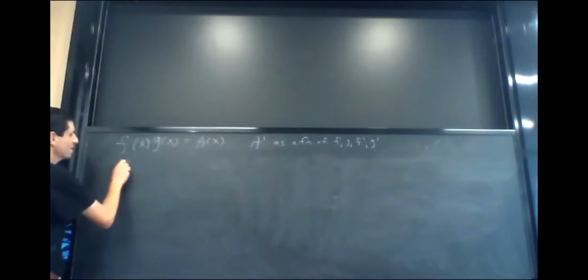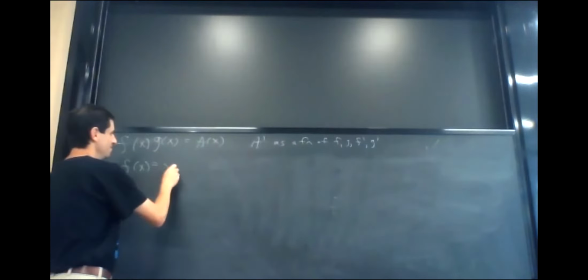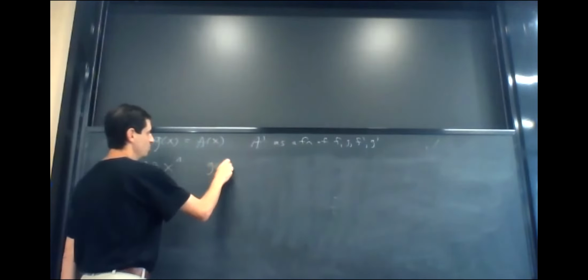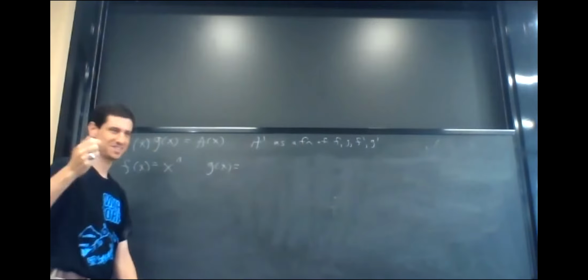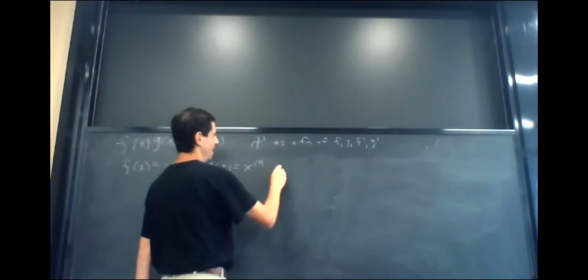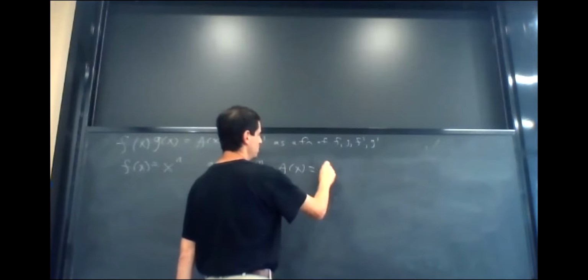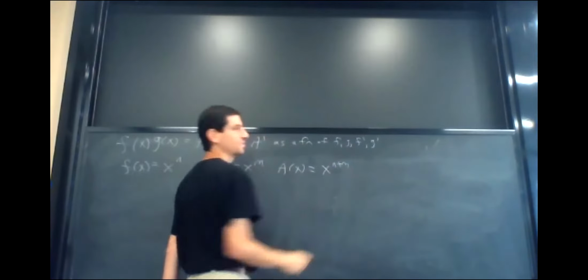So, tricks. Give me a function whose derivative you know. Sine. No, that's hard. x. Okay, x, more generally, 1. Actually, x to the n. Give me another function whose derivative you know. x to the m. x to the m. And then a of x is going to be x to the n plus m.